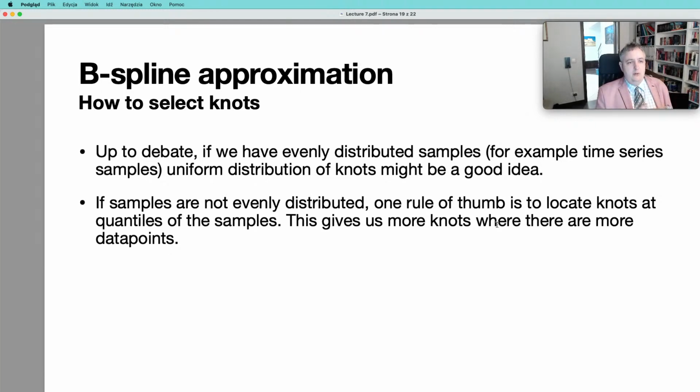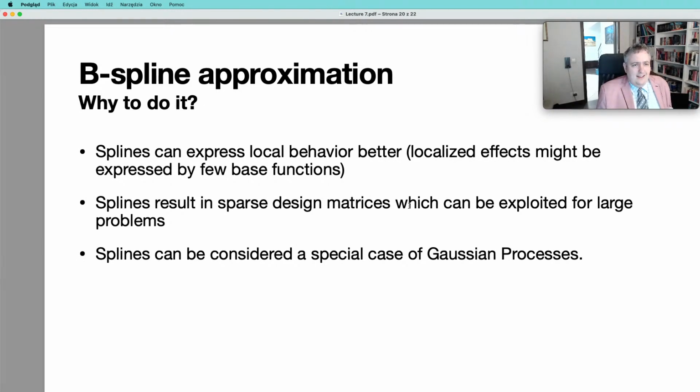If they are not uniformly distributed, one of the popular options of modeling in statistics is to locate knots at the quantiles of samples. So you just use the quantile distribution, and it gives you more knots in the places where you have more data points. And splines are good because they can capture local behavior better. They can get localized behavior. For example, a transition can be captured or a fault can be captured.